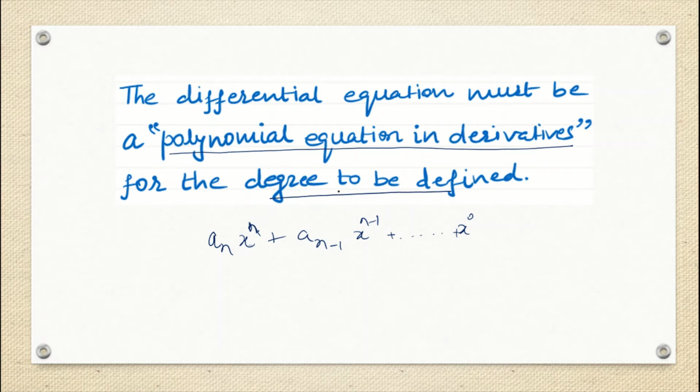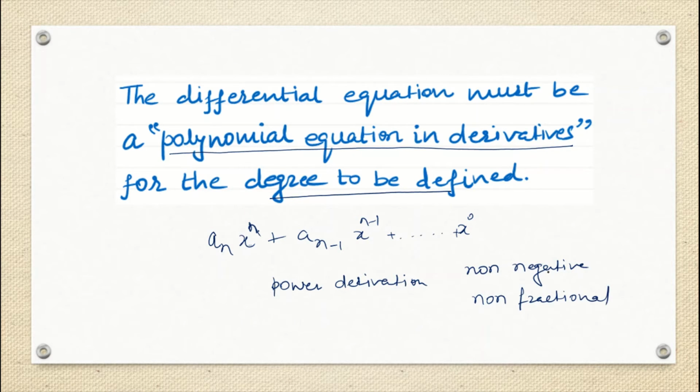So in the differential equation, the derivative should be polynomial in nature. That means the power of the derivative should be non-negative, and it should not be fractional. If these conditions hold for the derivative, then it is polynomial in nature, and we can find its degree. And something more: the derivative should be independently present. We'll see what that means.